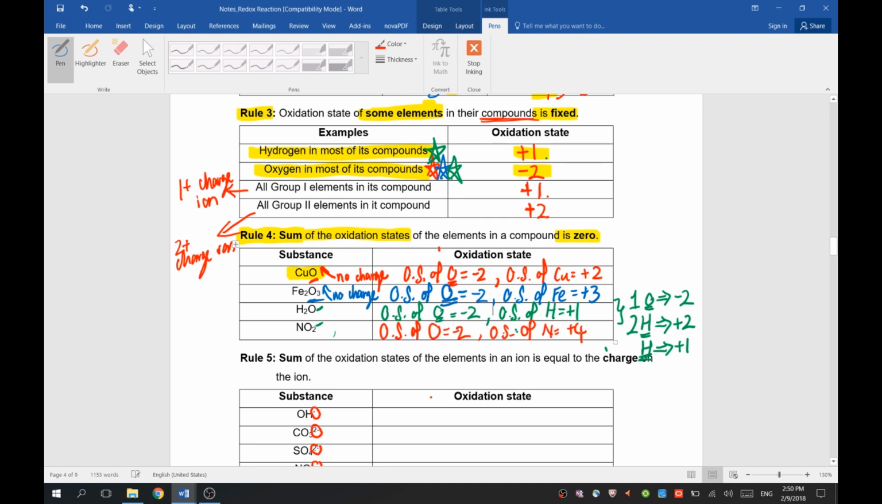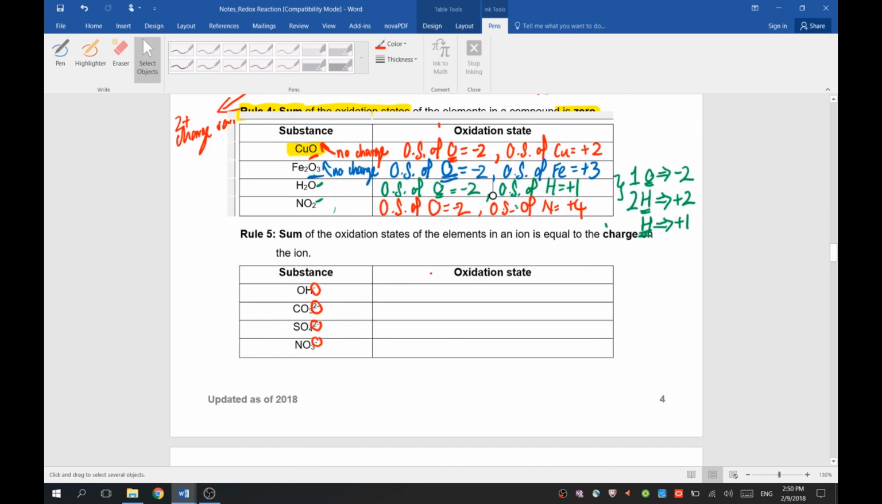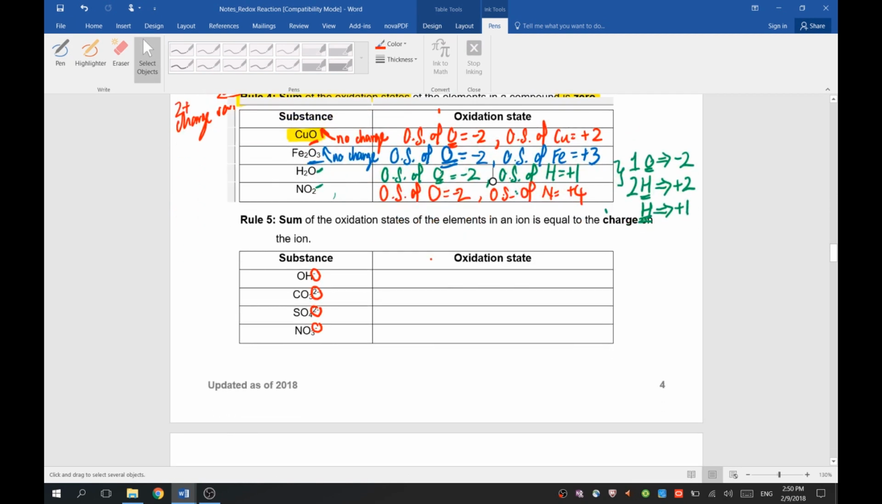Do you get the answers correct? Remember that the first step to understanding how to use the oxidation state is really for you to just go and try out. If you make mistakes, at least you know what the problems are. Some of you will make careless mistakes here and there, but it's okay, not to worry. Now let's take a look at the last rule, which is rule 5.